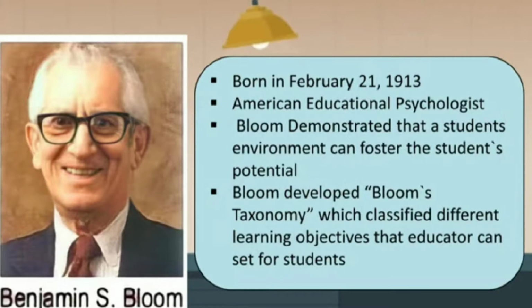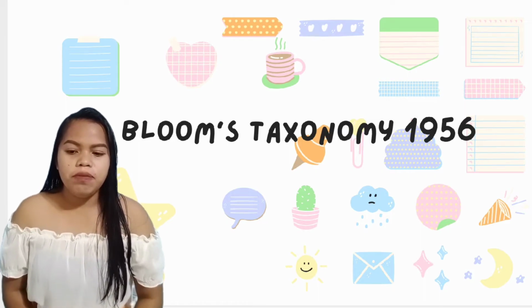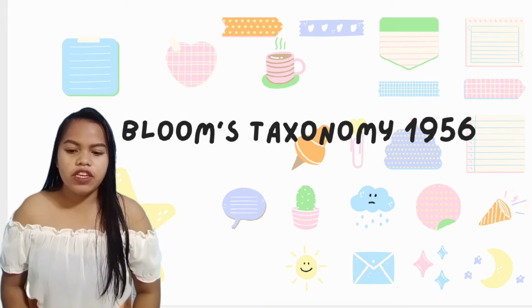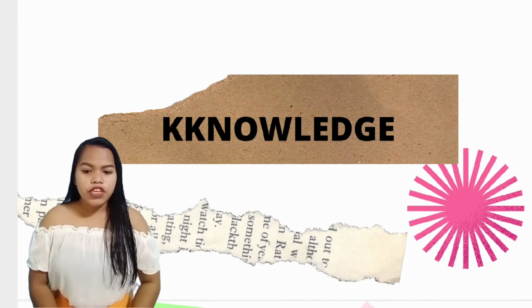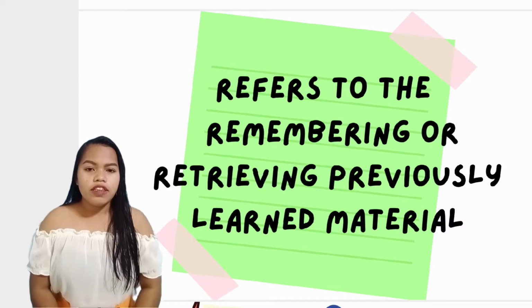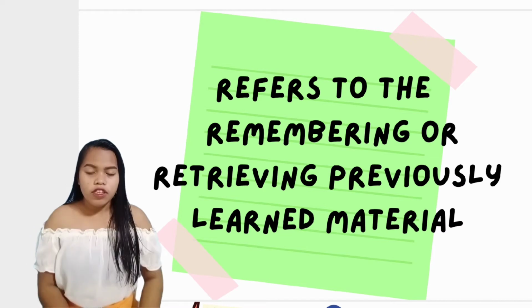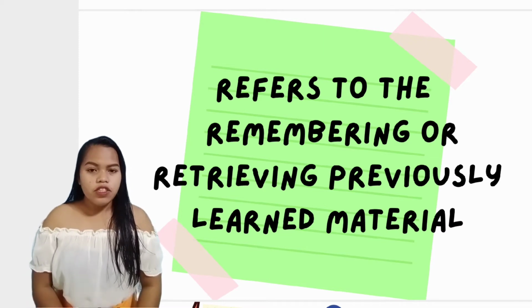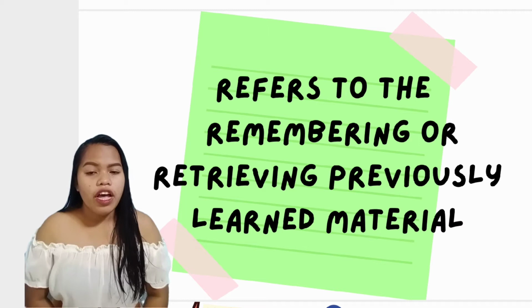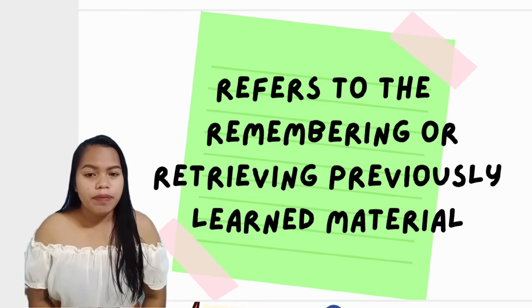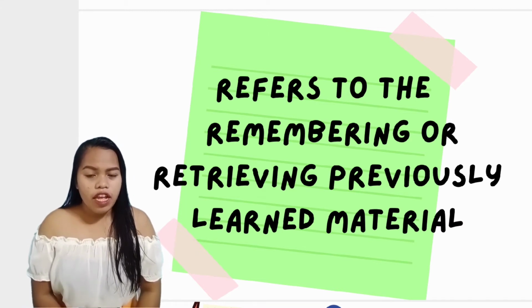Benjamin Samuel Bloom was an American educational psychologist who made contributions to the classification of educational objectives and to the theory of mastery learning. Bloom's taxonomy of 1956 has six categories or levels of behavior. The first one is knowledge. This refers to the remembering or retrieving previously learned materials. And the active verbs related to this function are know, identify, recall, repeat, recognize, require, and many more.